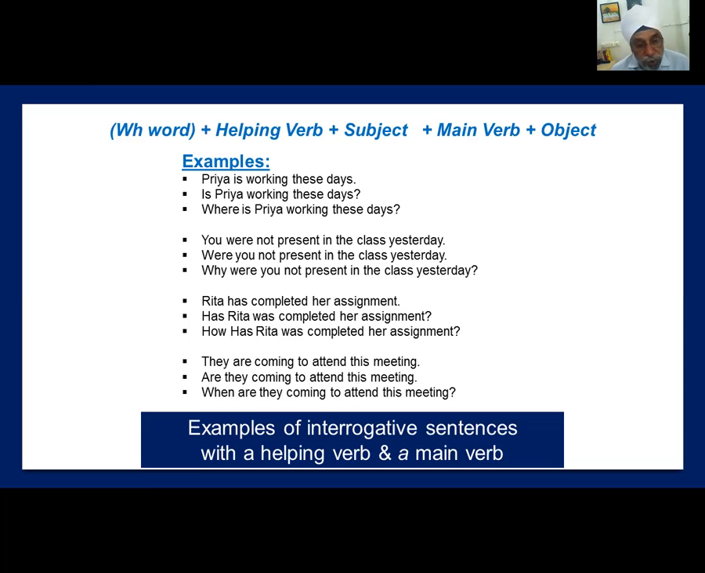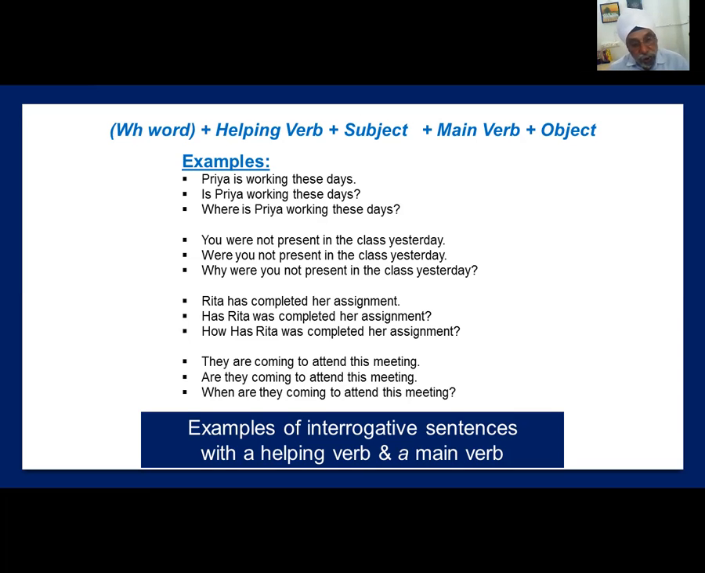With WH word, it becomes, where is Priya working these days? Now let me tell you here, the mistake people make when they are constructing interrogative sentences is that they forget to move the helping verb out. So with WH word, many writers will write, where Priya is working these days. That's wrong. Right should be, where is Priya working these days?